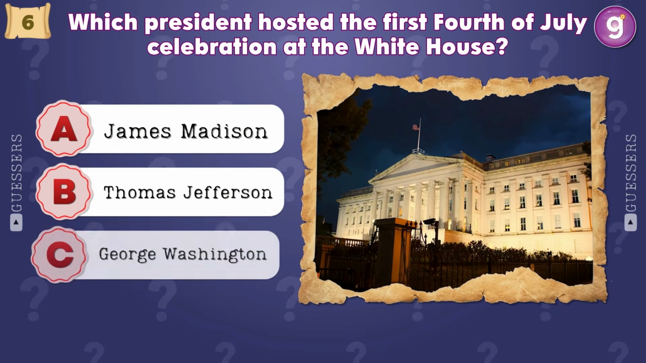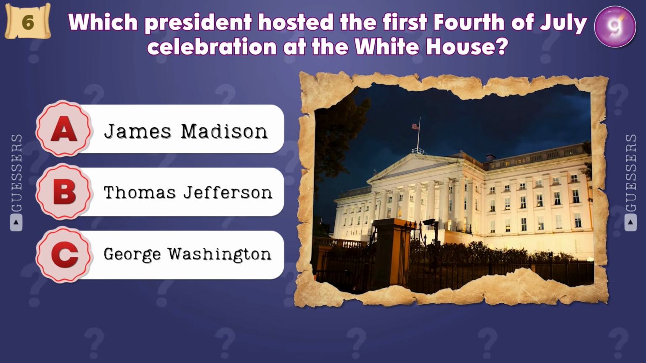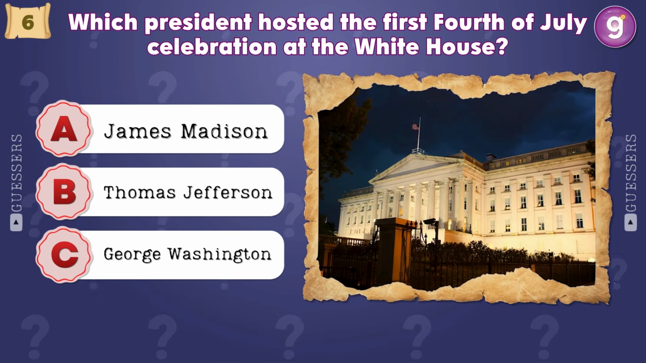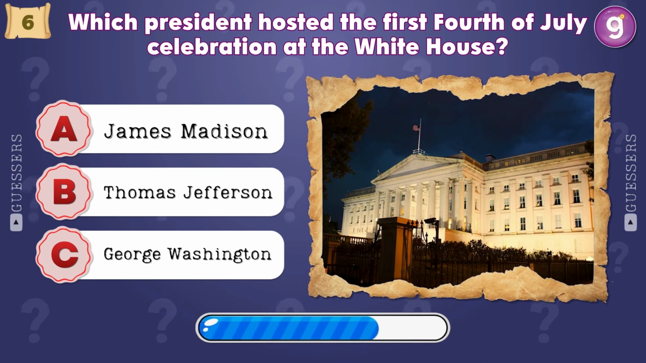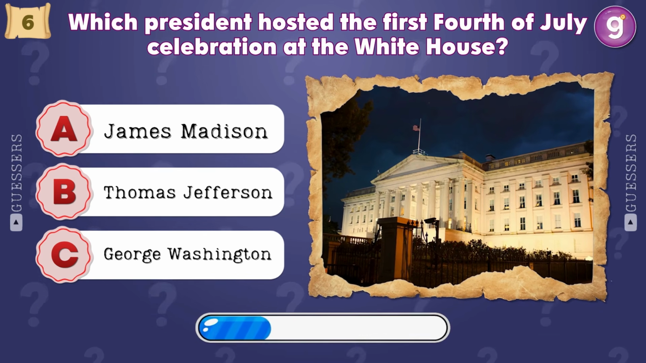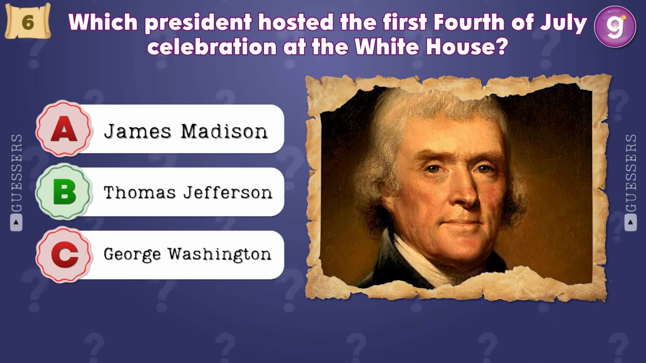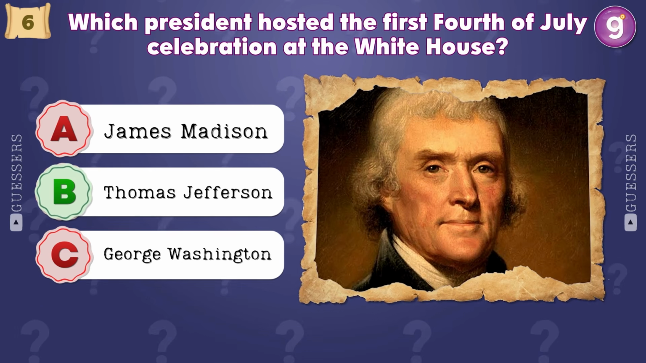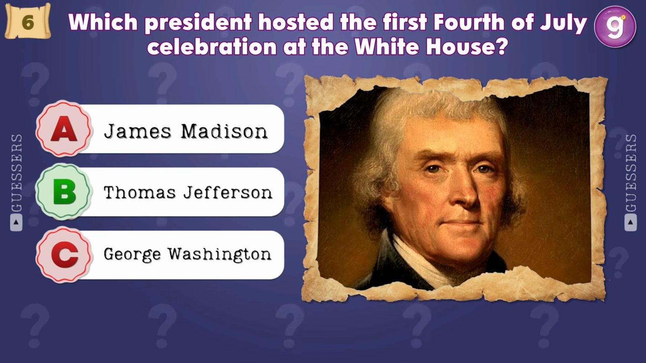Which president hosted the first 4th of July celebration at the White House? James Madison, Thomas Jefferson, or George Washington? Thomas Jefferson hosted the first 4th of July celebration at the White House in 1801.